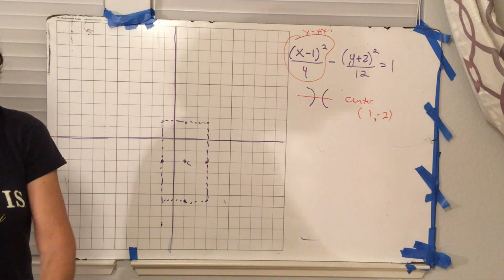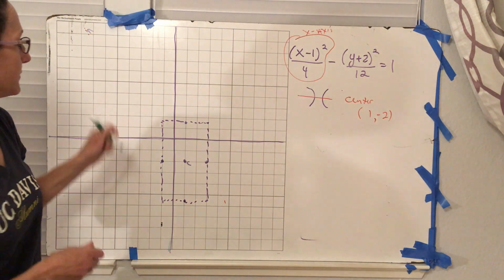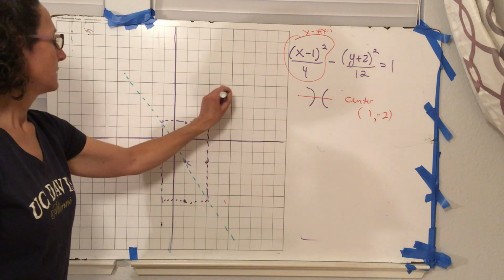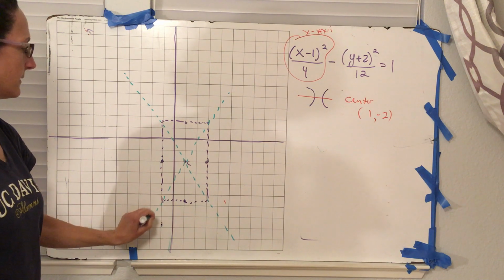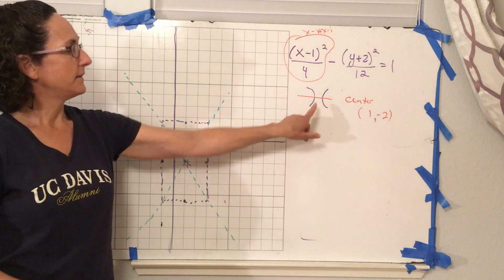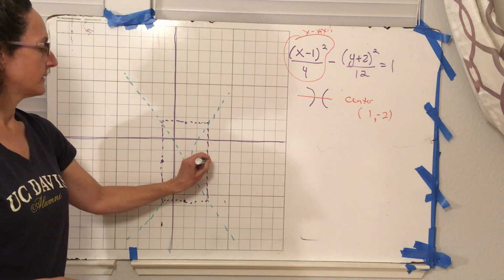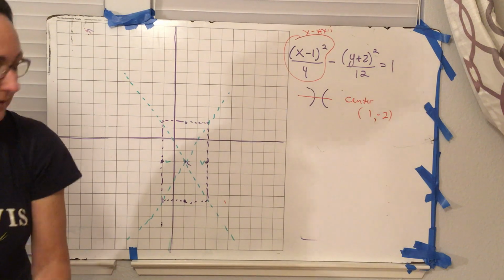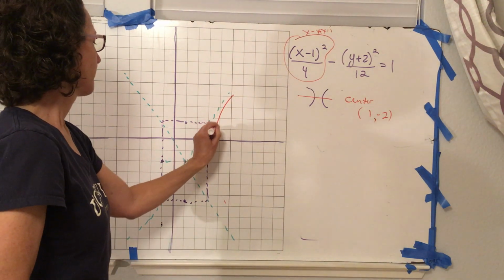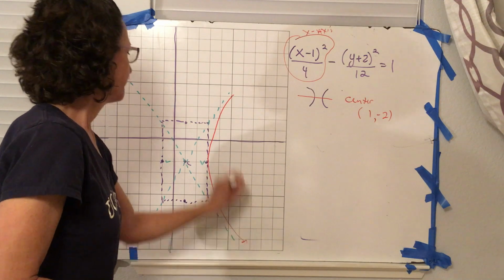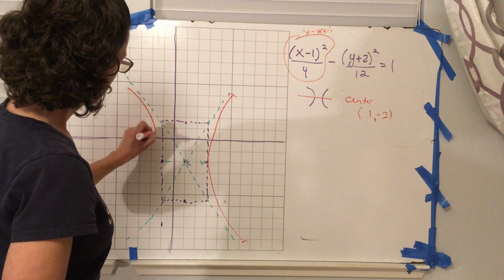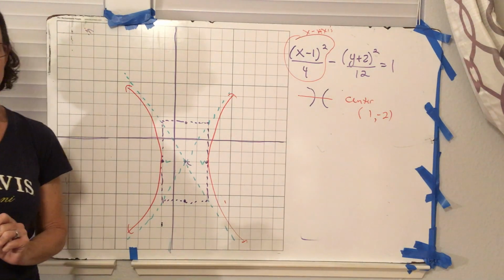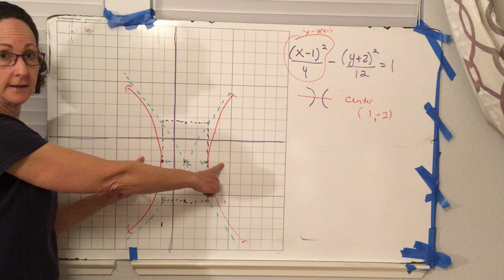To draw a really nice hyperbola, you're going to want to draw those asymptotes first. So through the corners, through the center, through the corner. And again, this is really important because the x was positive. These are the vertices. And your hyperbola opens this direction. And then the foci, of course, are right here.